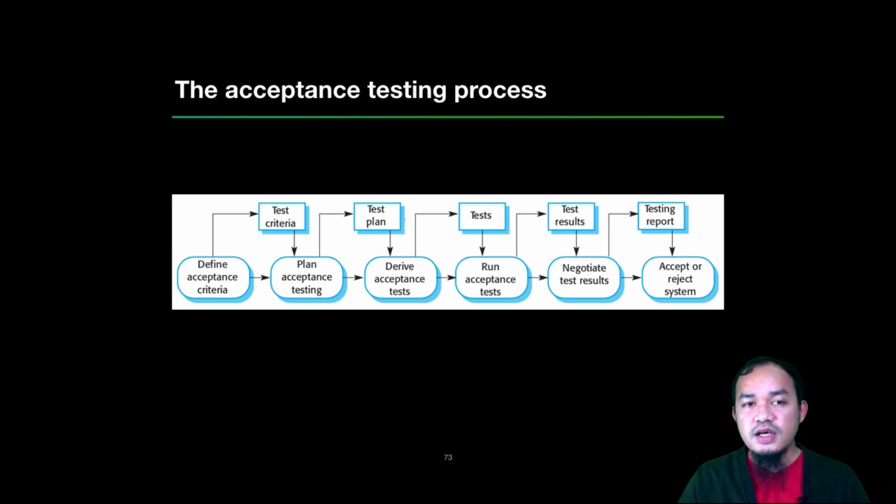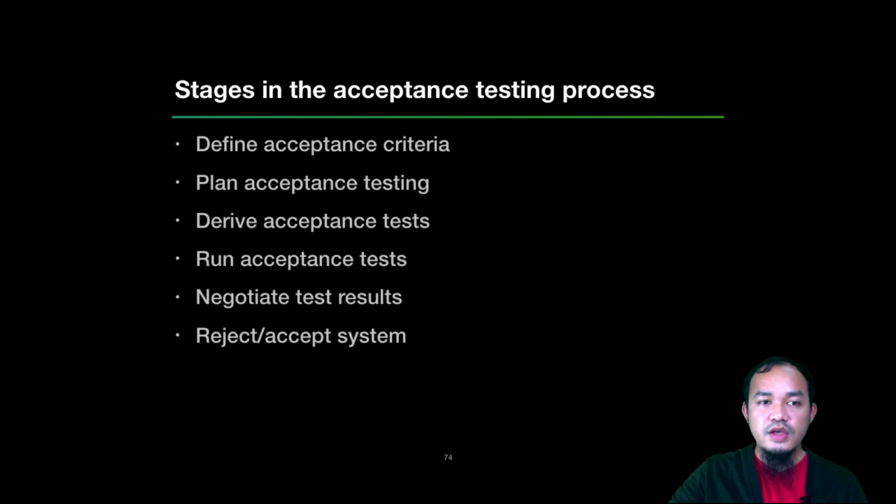Acceptance testing. This is the acceptance testing process. So first, you have to define the acceptance criteria. Okay, what criteria will you use for the acceptance test? The second is plan the acceptance test. The third is derive the acceptance tests, and then run the test, negotiate the test result, and then accept or reject the system.